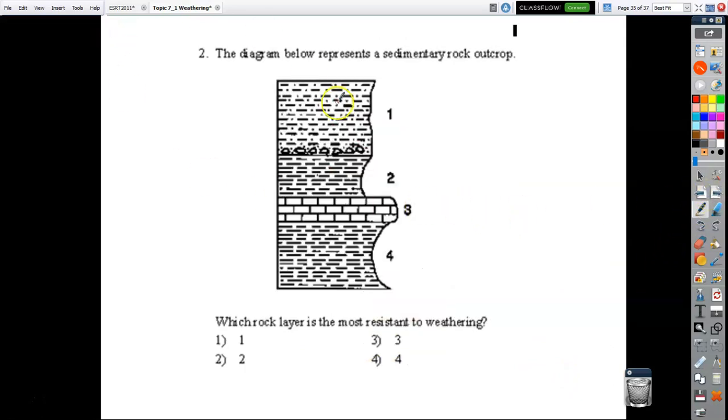This one took it the opposite way. So they showed you this column of rocks sitting out there exposed, and it said which rock is the most resistant. So they wanted to know which one was the toughest rock, which means you're going to pick the one that's sticking out the most. So you can see this right here, layer 3, which is sticking out the furthest, right? 2 got eaten away a lot. 4 was weathered and eaten away a lot, but 3 is sticking out the most. So I would go with 3 on that one.